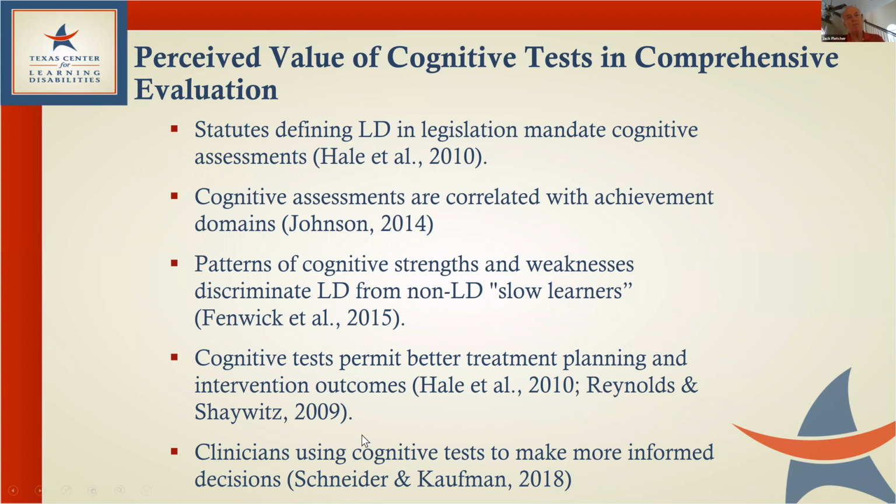They also say that patterns of cognitive strengths or weaknesses discriminate learning disabled from non-learning disabled slow learners, that cognitive tests permit better treatment planning and intervention outcomes, and that clinicians use cognitive tests to make more informed decisions. All of these are not supported.